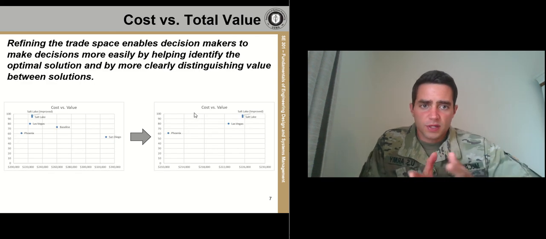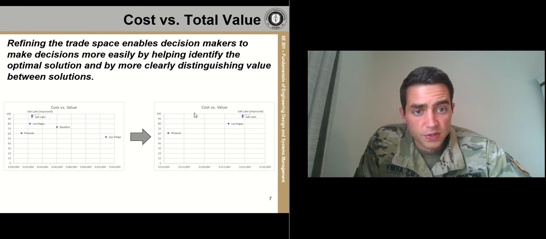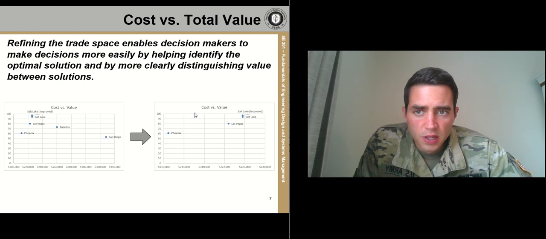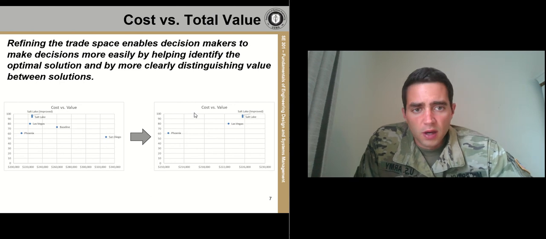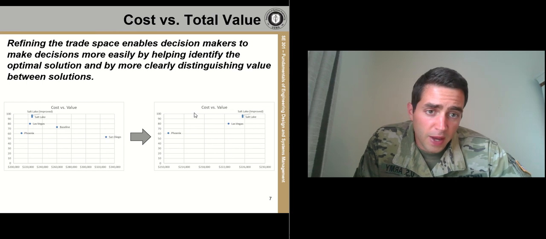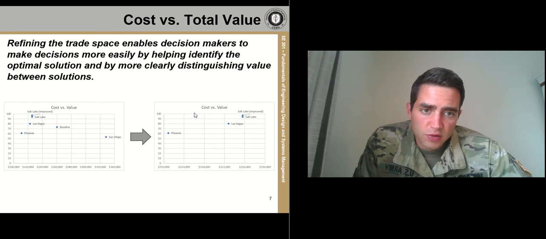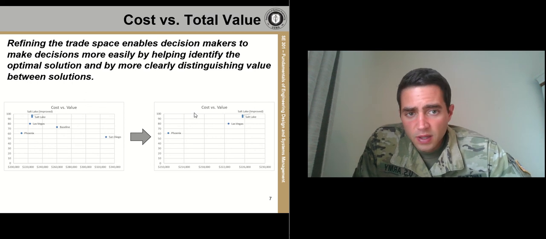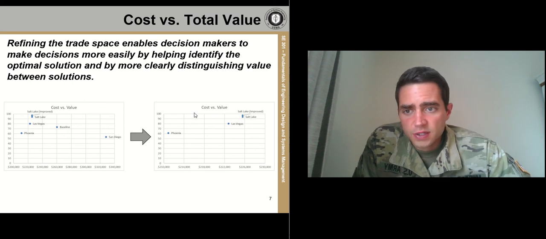So in the end, what does this look like for our trade space and how it helps us make decisions? What we've done in the last 10 minutes or so is we've refined the trade space. We've made a distinction between the winning solution and the ideal a little bit more clear, and we've also weeded out those alternatives that aren't really going to make it. So we've made the trade space more defined. We've shrunk it a little bit so that our decision makers can make easier decisions.